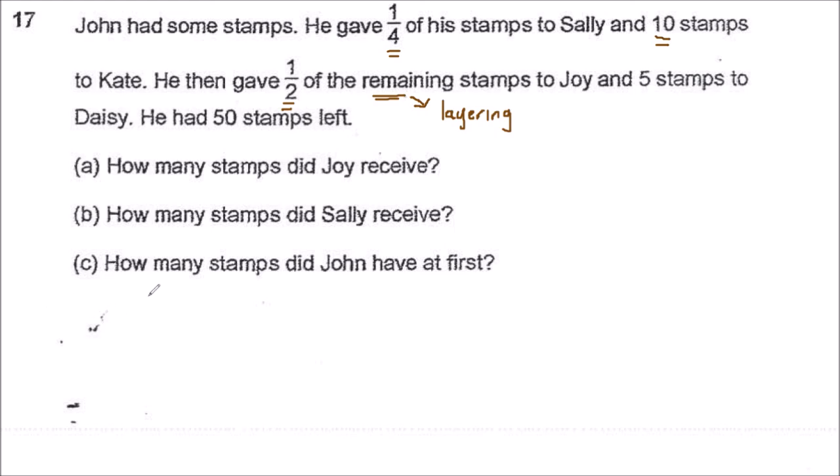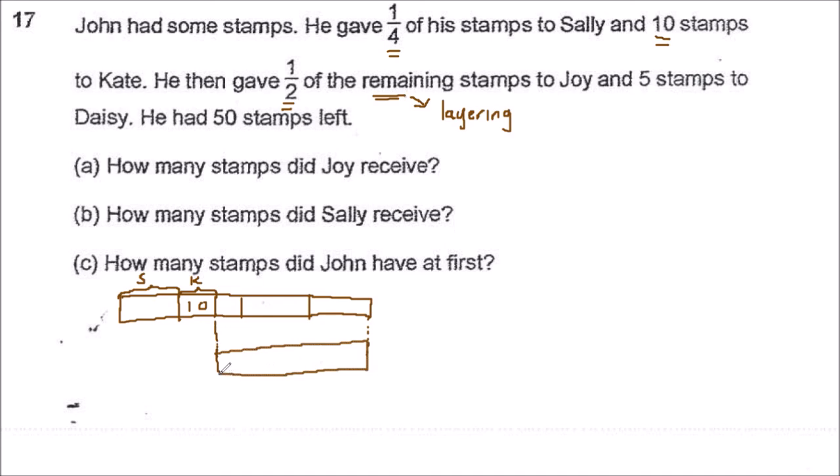Let's draw the layering method. Altogether, I have this model here. I have four of them: one, two, three, four. Why? Because we give 1/4 to Sally. So this is Sally, maybe we can just indicate this will be Sally. And give another 10 to Kate, so I will draw 10 here. This is for Kate, and this is the remaining. So we will dot dot dot down, and this will form the second layer.